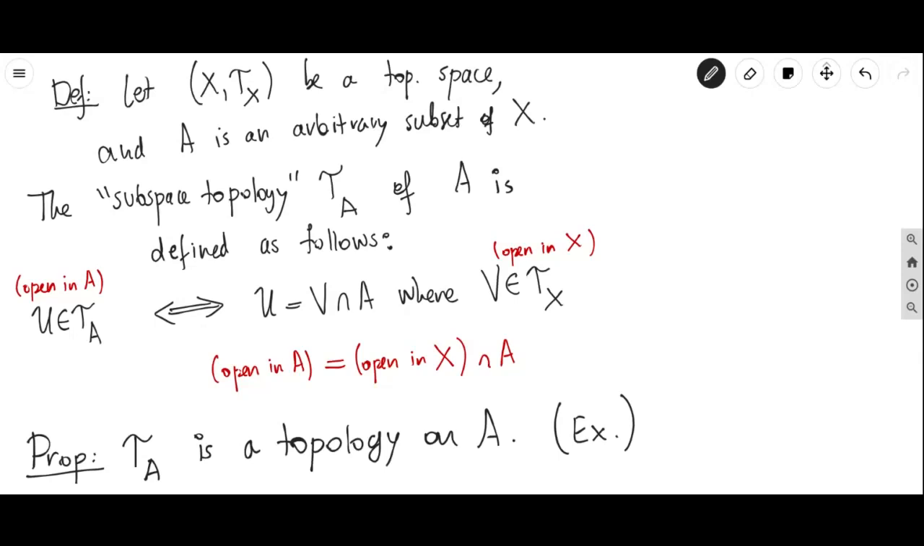So now we're going to look at an example. I do want to make a small comment here, and that's what happens if A happens to be open itself. So this kind of goes back to what we were saying at the very beginning of the lecture. We were saying that a reasonable way to define an open subset of A is to just say it's an open subset of X that just happens to sit in A. But we have to do something like this because A itself is not necessarily an open set.